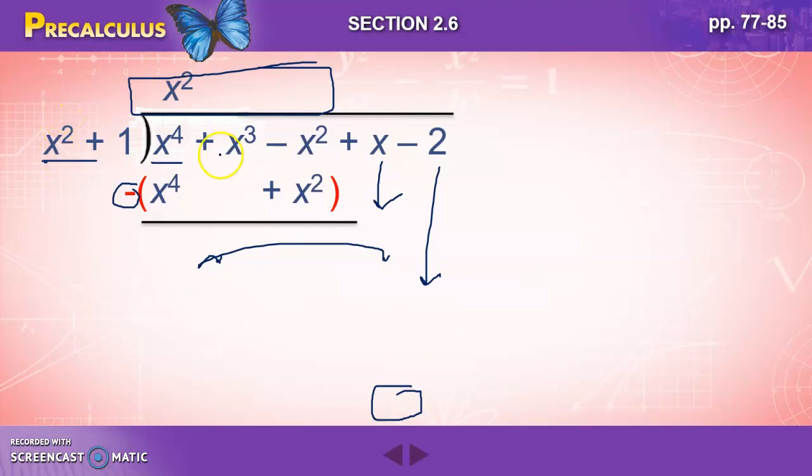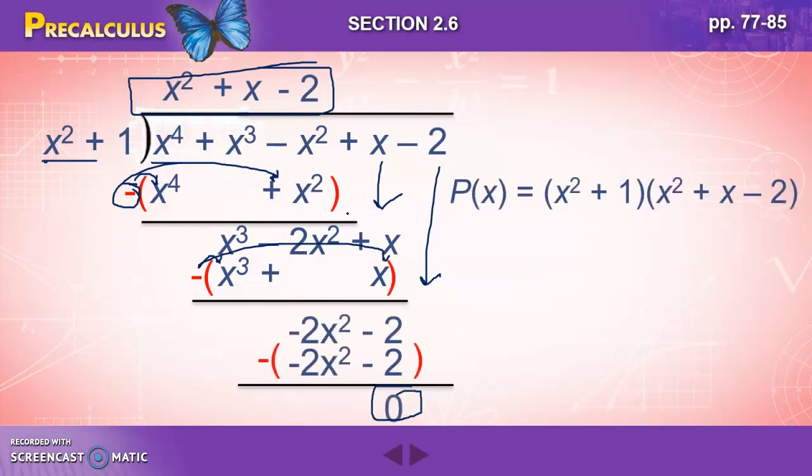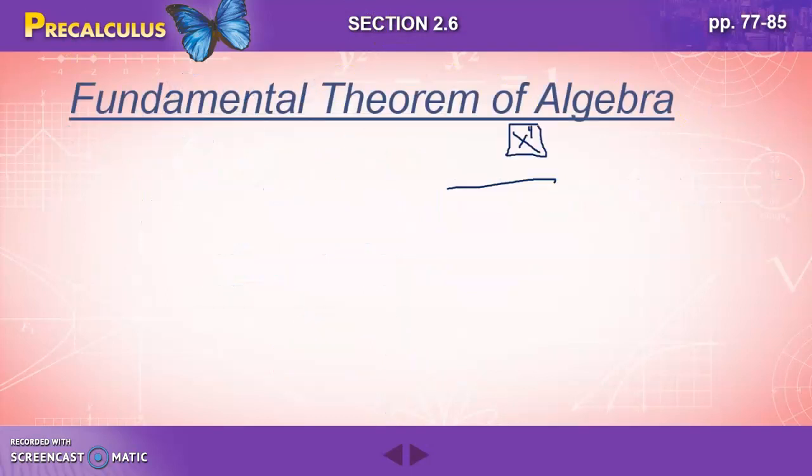Don't marry stinky boys. Divide, multiply, subtract, bring down. Don't forget that when you're subtracting, you need to distribute that negative sign to everything inside the parentheses. If you need to pause and go through this slowly, you may do so. And if you need me to explain this in more detail, make sure that you ask me next class. We end up with a remainder of 0 after long division, and our reduced polynomial is x squared plus x minus 2.